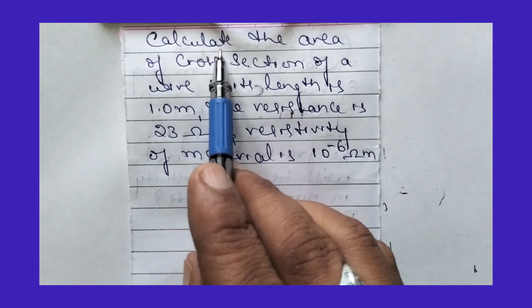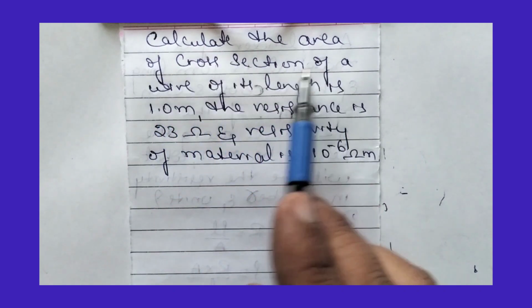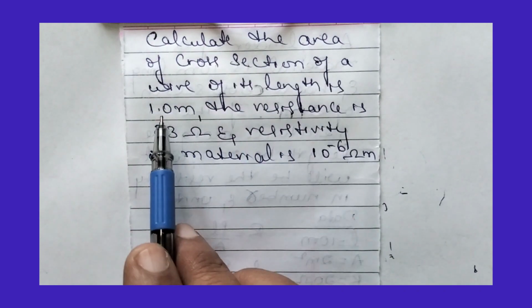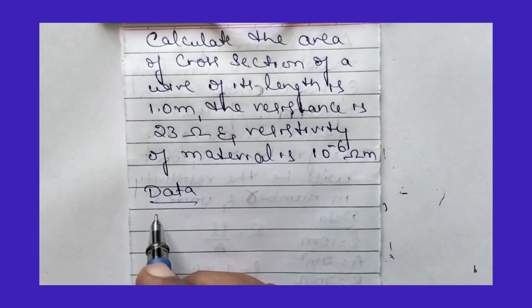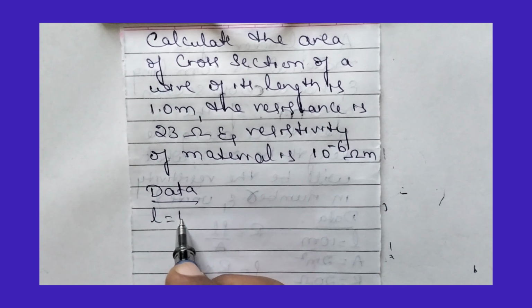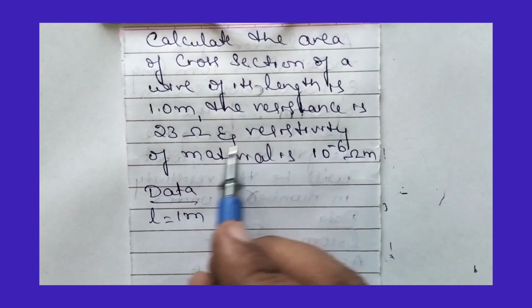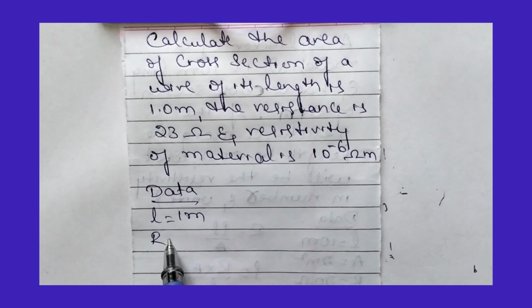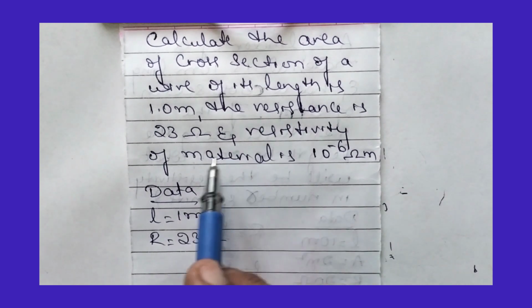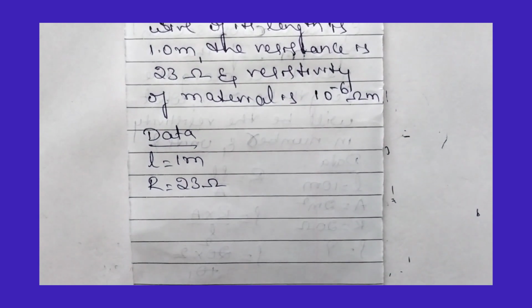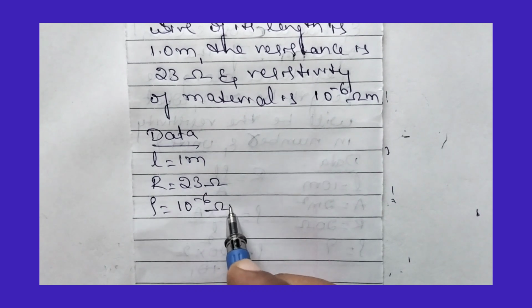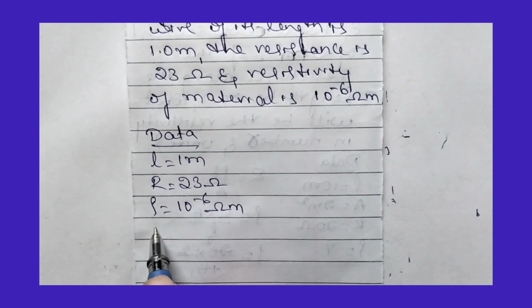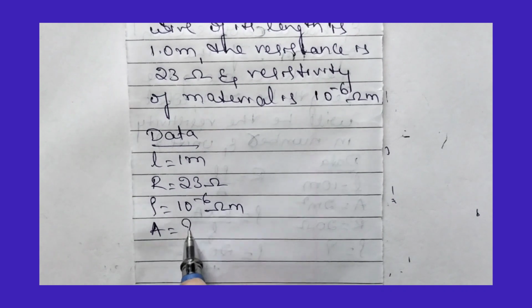So the next question is, calculate the area of cross section of a wire if its length is 1 meter. So let us make a list of data. Length L is equal to 1 meter and the resistance R is equal to 23 ohm. Then the resistivity of the material is given, rho is equal to 10 to the power of minus 6 ohm meter. Now we have to calculate what the area of cross section is.